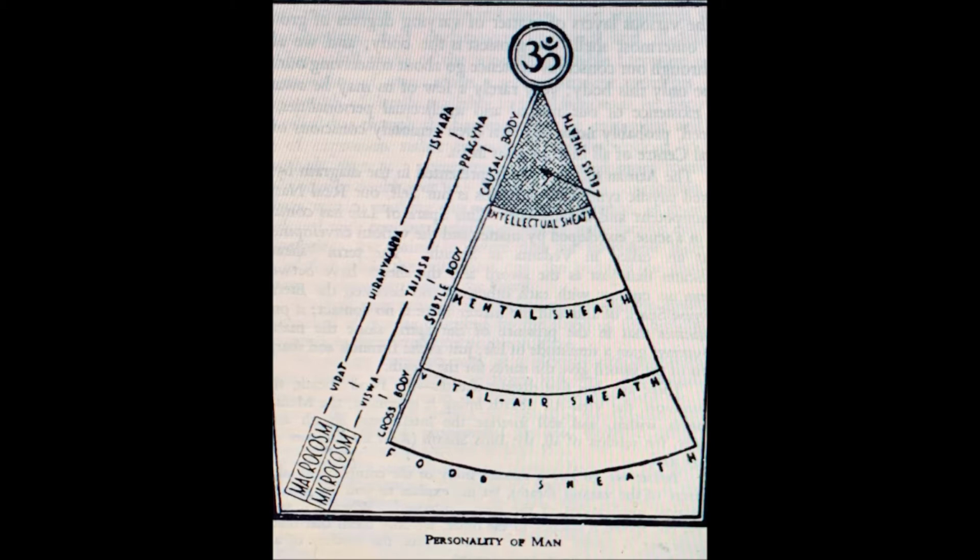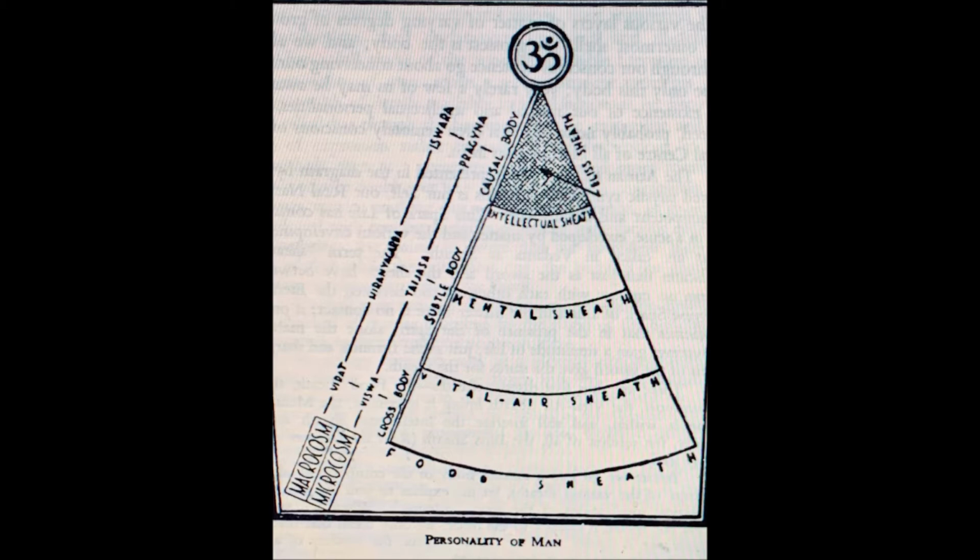Can you repeat the English version of these five koshas? Okay: food sheath is annamaya. Vital air sheath is pranamaya. Mental sheath is manomaya. Intellectual sheath is vijnanamaya. And bliss sheath is anandamaya kosha. Those are the English names.